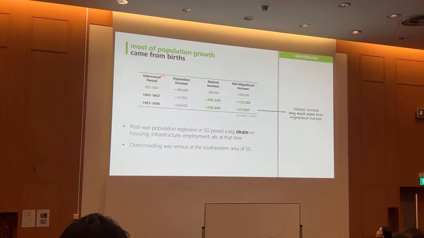Most of the population growth came from babies. So if you look at this era here, the number of babies increased by a lot. Between 1947 and 1957, we have about 400,000 more people. And then the next decade, we have about 600,000 more people. It is much more than the peak of migration earlier on.